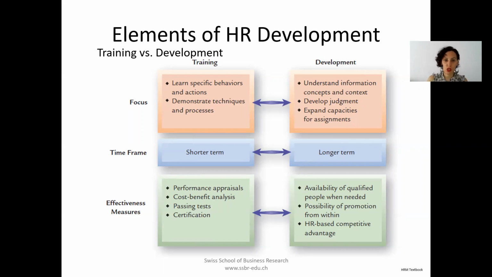And now, how can we measure the effectiveness of training versus development? Well, in terms of training, we as HR managers can measure it through performance appraisals, cost benefit analysis, tests, certifications, etc. Whereas development can't be measured in such a precise way. It's much broader. So it can be measured by, for example, seeing the availability of qualified people within our organization when needed, the possibility of promoting people from within, and HR-based competitive advantage.